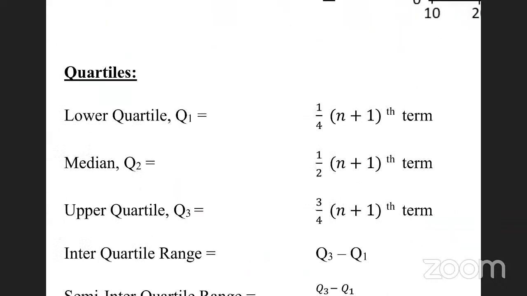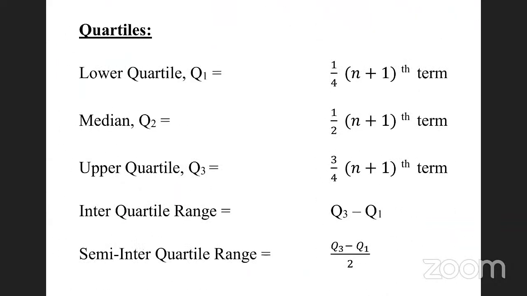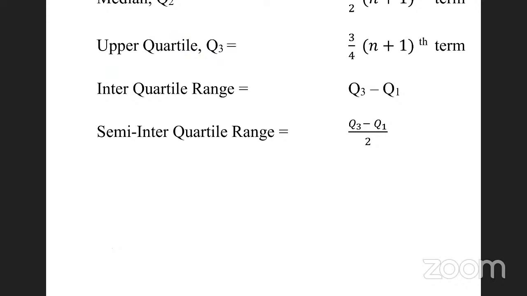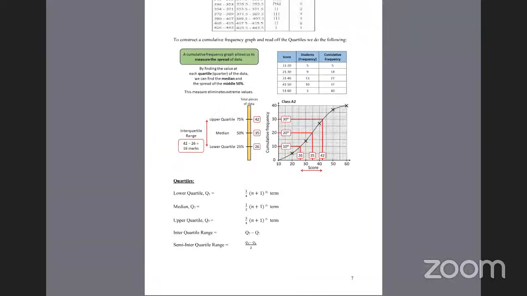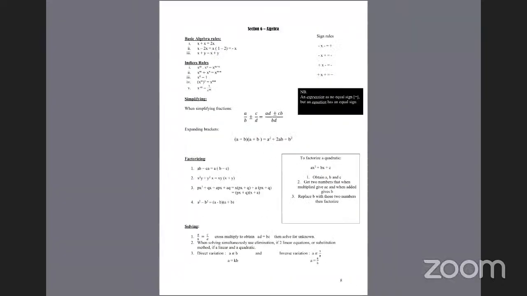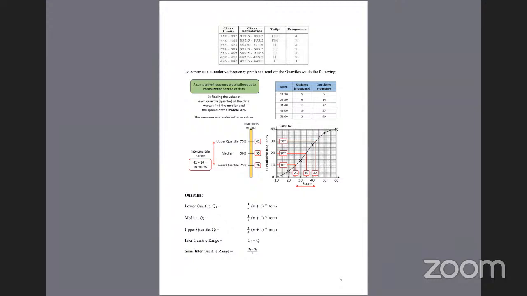This here is the formula to find quartiles. Lower quartile, 1/4 of n plus 1. Median, 1/2 of n plus 1. Upper quartile, 3/4 of n plus 1. Interquartile range, Q3 minus Q1. Semi-interquartile range, Q3 minus Q1 over 2. Everything is in this summary, so make sure you look at it. So those are the things that we need to know for stats. So we're going to do a couple examples now.